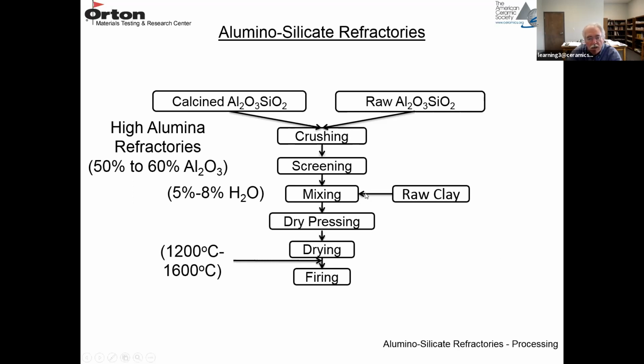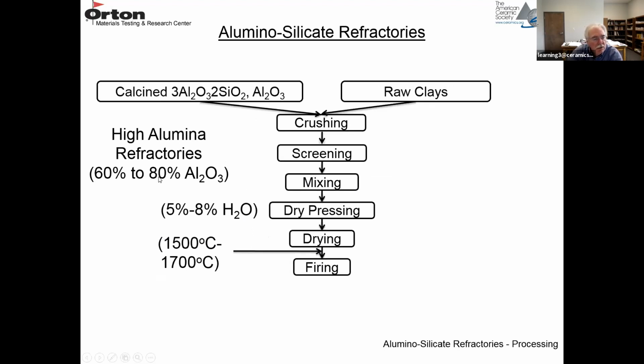A raw clay may be added in this mixing process. Dry pressing is usually 5 to 8% water. A drying step, and then it's fired. As you increase the alumina content, these temperatures are going to go up. So this is from maybe 1200 to 1600 for a refractory in the 50 to 60% alumina range.